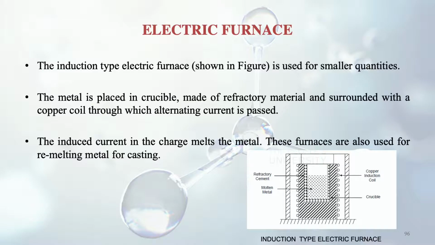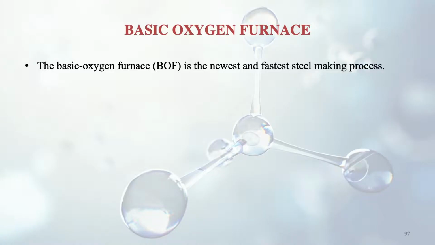The copper coil is there for passing the current, and the refractory is there so that no heat is lost. The induced current in the charge melts the metal. These furnaces are also used for remelting metal for casting. And the third furnace is the basic oxygen furnace, which is the newest and fastest steelmaking process. So if you want steel at the fastest rate, this furnace is the best and latest one.